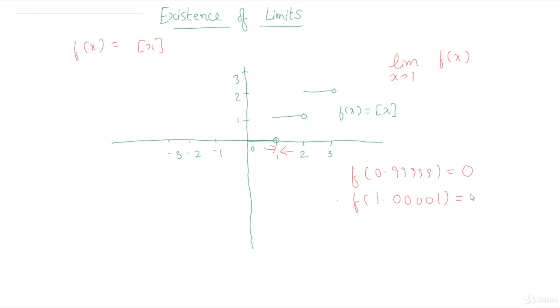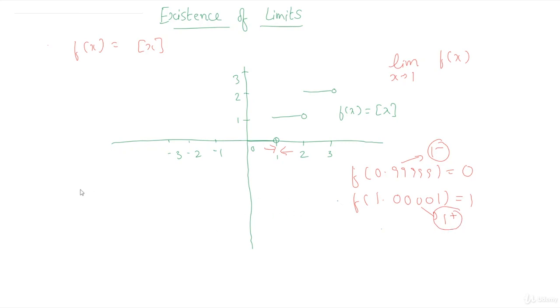From now on, we will be taking the value less than that point and very close to that point as 1 negative, and this is 1 positive. This is the symbolic meaning of values of x less than 1 but very close to 1, and this is a value of x greater than 1 but very close to 1.